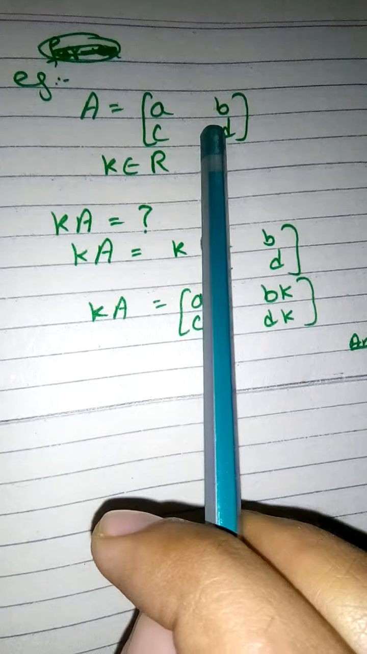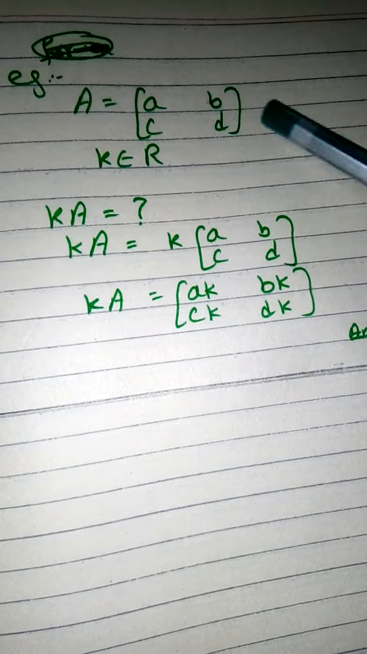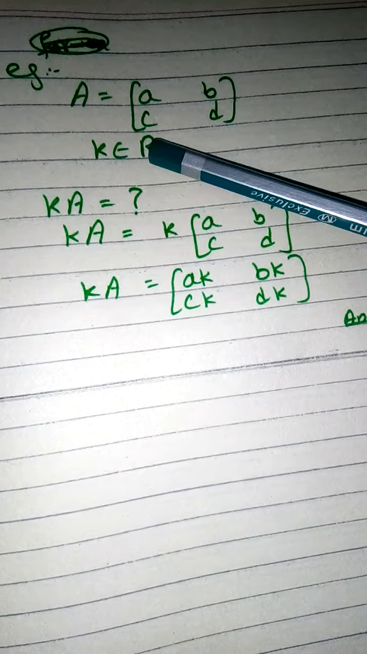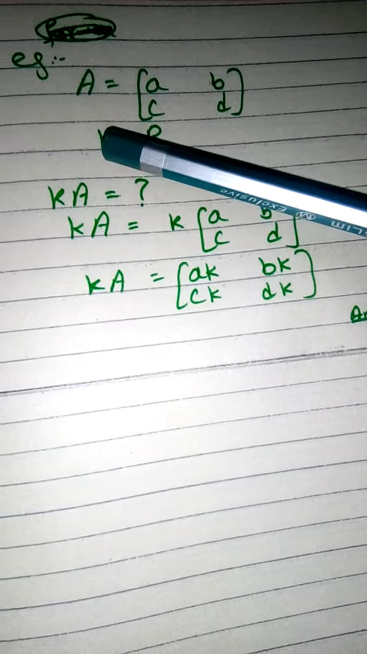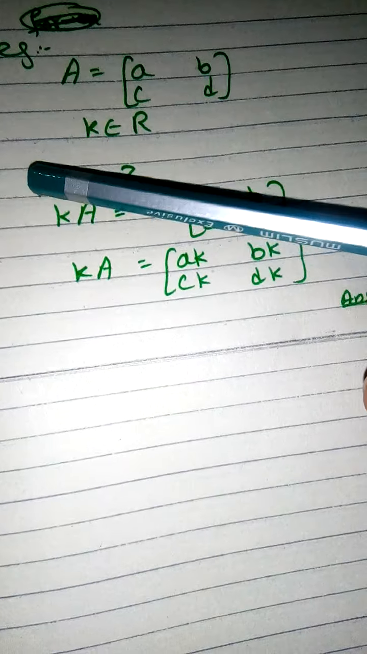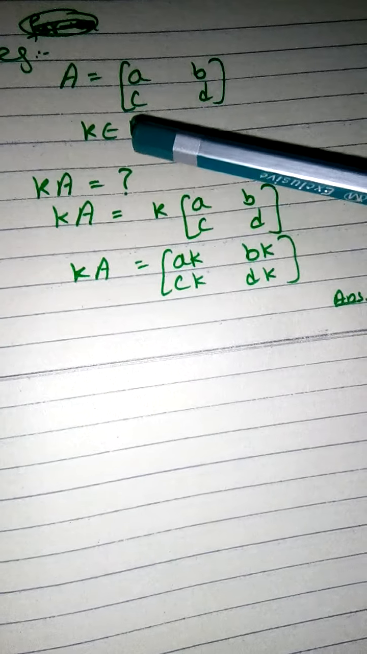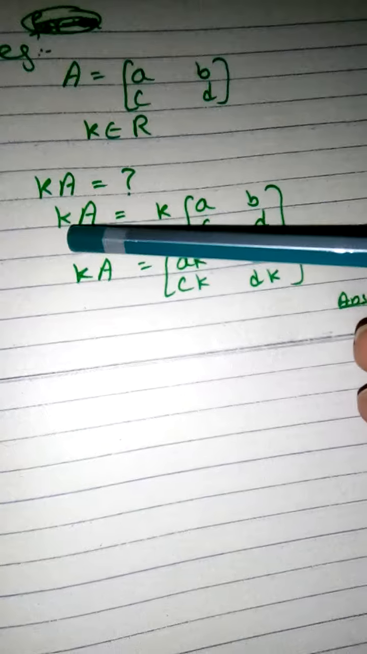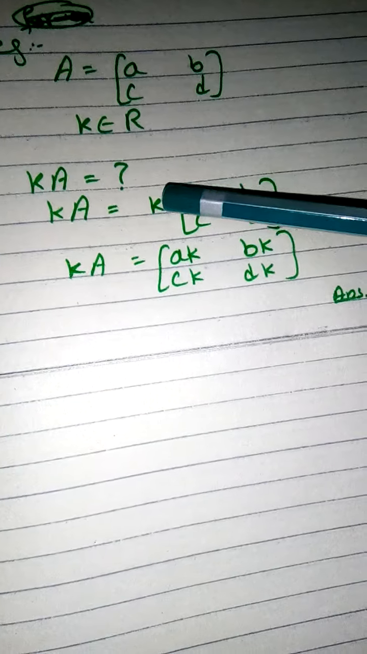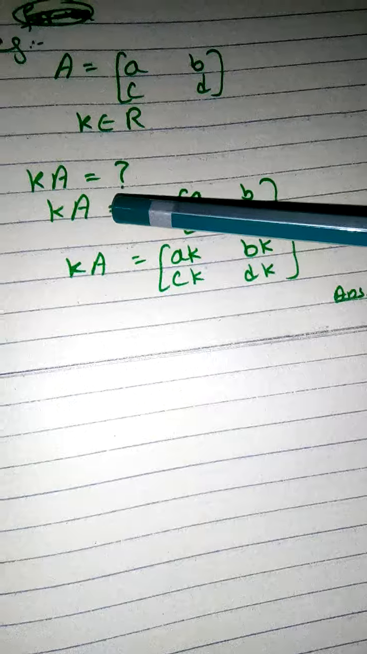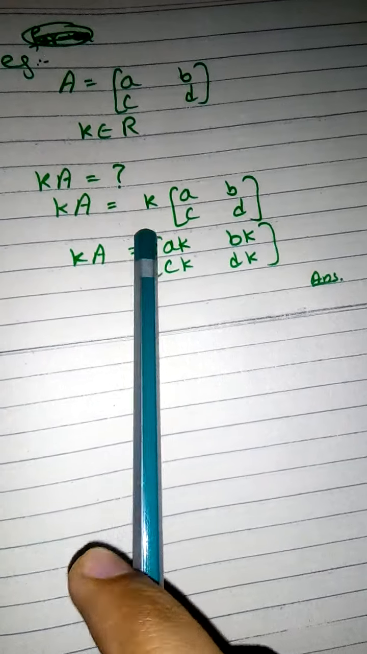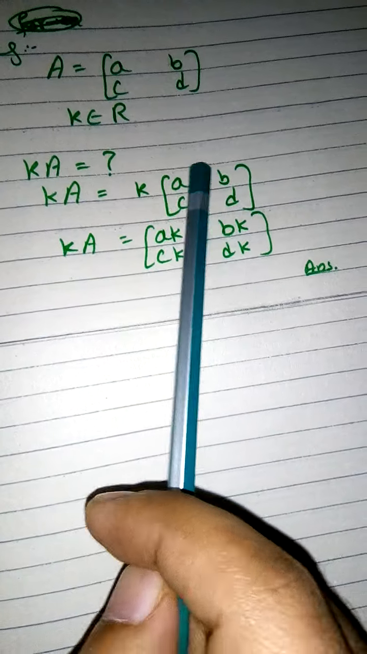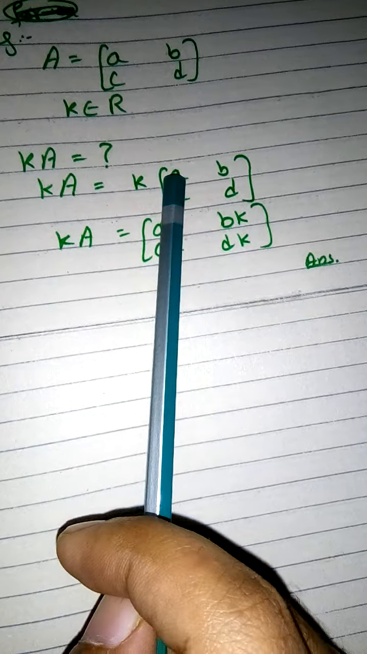For example, we have a matrix A. It's a general matrix. The elements are a, b, c, d, and K is a real number. If you want to find KA, meaning the product of a real number with a matrix, what do we have to do? KA is equal to K, the real number, and this matrix. This K will multiply with each and every element of this matrix. The elements are aK, bK, cK, dK.